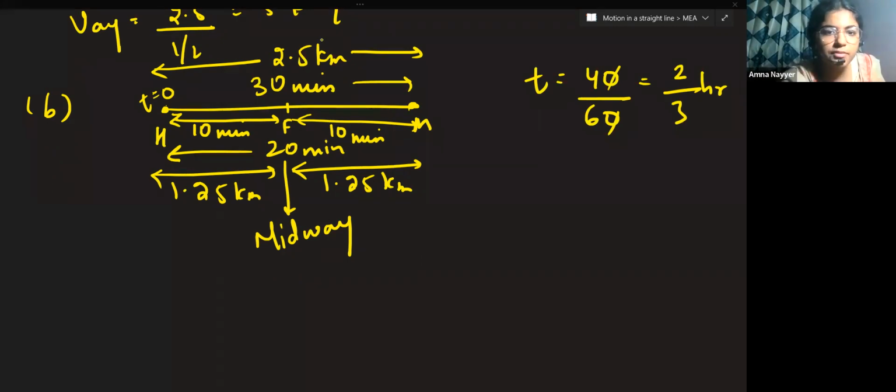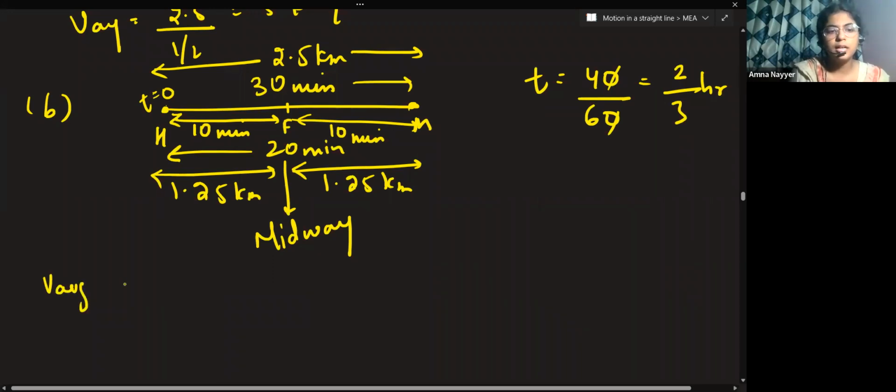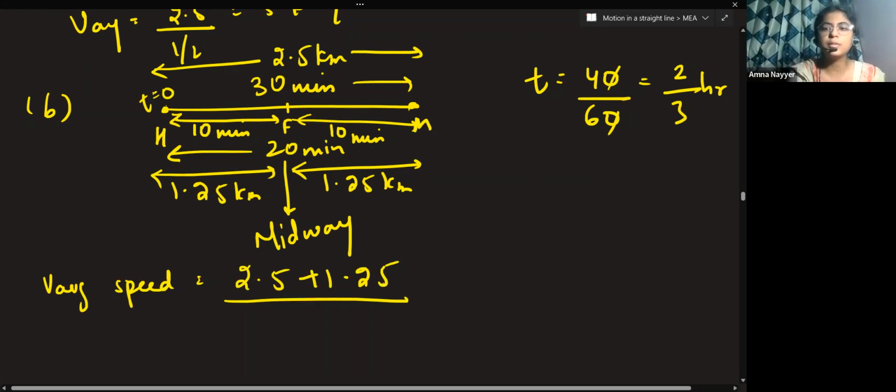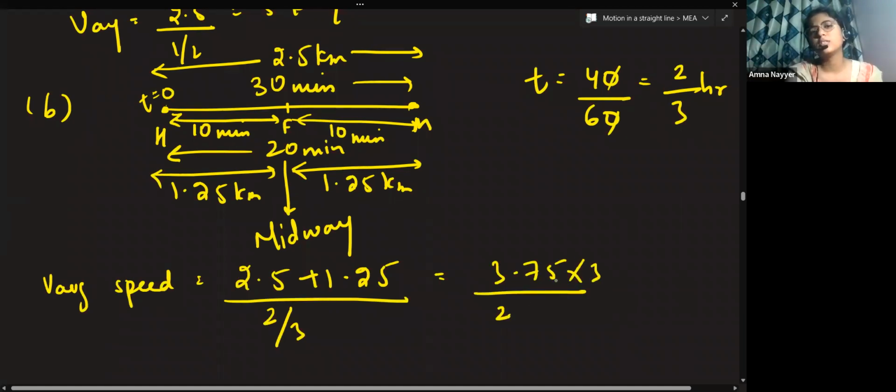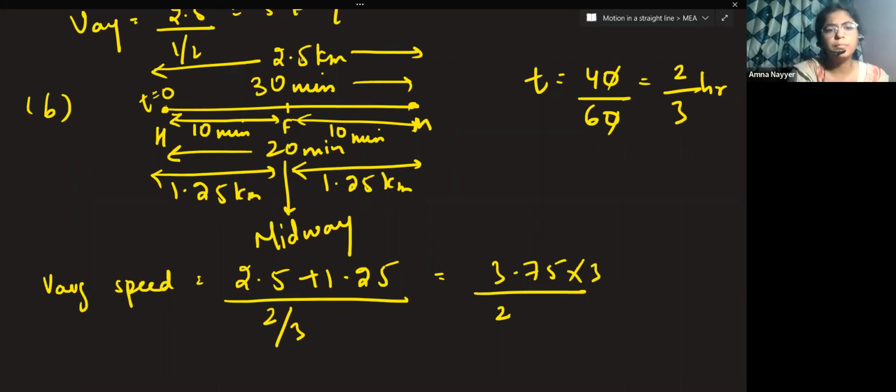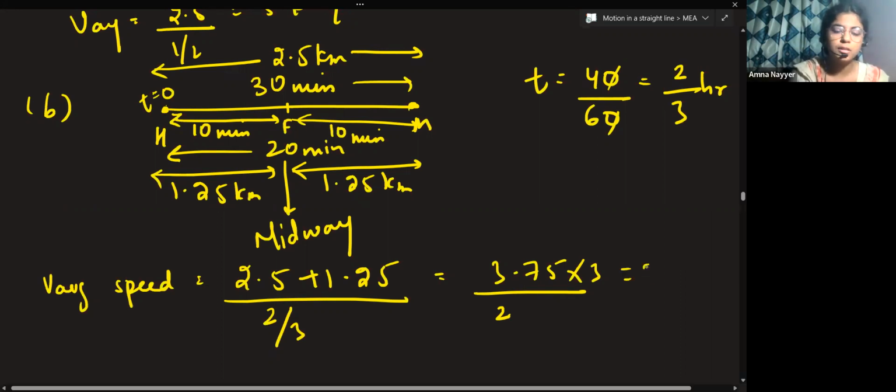Average speed is 5.62 kilometers per hour. Okay, average speed. I don't remember the answer. The speed will be, what is the total distance? Total distance will be now 2.5 plus 1.25, this much is kilometer and this is 2 by 3. So this becomes what? 3.75. 2 will be here, 3 will be here. So a 4 point something answer will come. This way you have solved it, Aram. By solving this, you are getting 5.62.